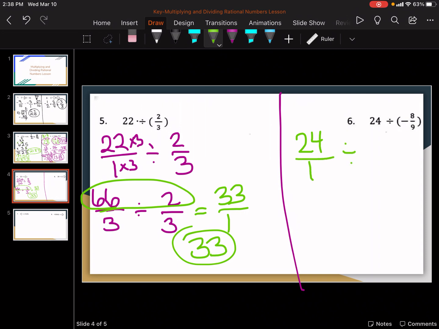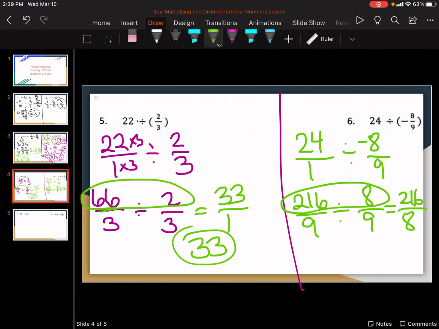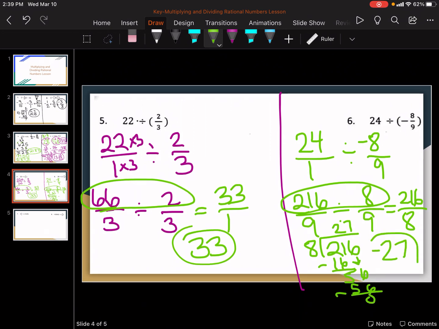24 over 1 divided by negative 8 over 9. Common denominator of 9. 24 times 9 is 216. So it is 216 divided by 8. 8 goes into 21 2 times, that's 16. 5 left over. Bring down the 6, goes in 7 times, 56. It is negative 27, because one's positive and one's negative.